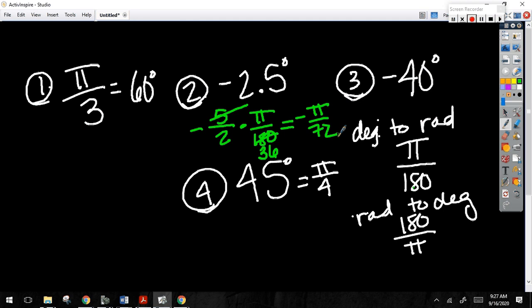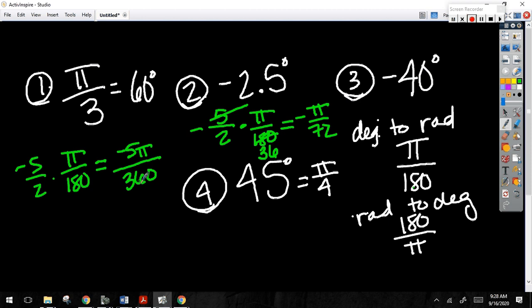I just did it. That's my little shortcut for multiplying fractions. If I do negative 5 over 2 times pi over 180, so negative 5 pi over, what is that, 360? And then 5 and 360 simplify to 1 and 72. Radians. That's your answer. So yes, you try the negative 41 and see what happens. It turned into a little longer than 2 minutes.